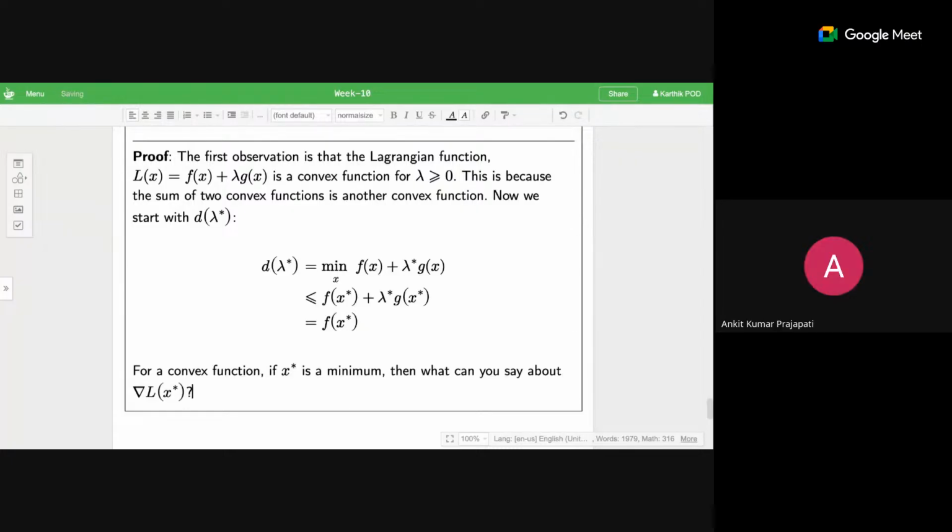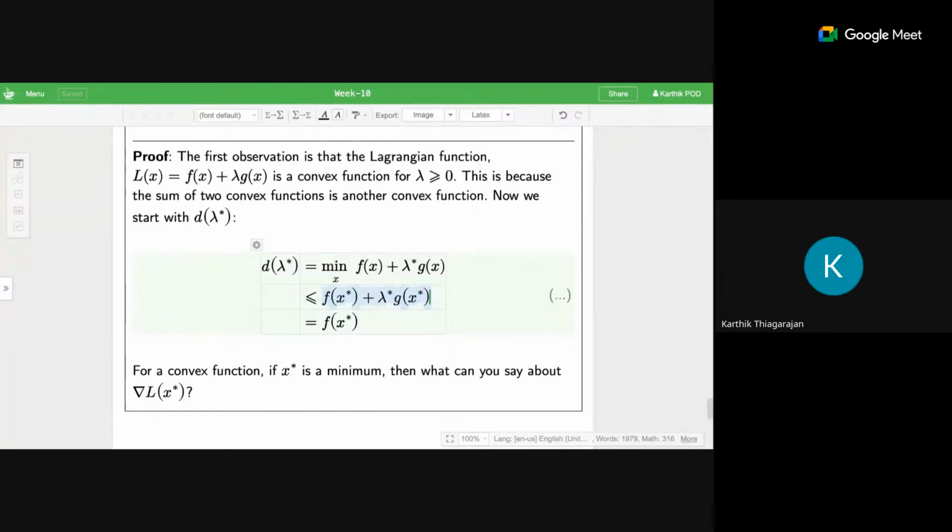0. Sir, how did you write that d of lambda star equals f of x star? Wouldn't it be less than or equal to f of x star? Which step? The third line. No, this is equal. This is because of the complementary slackness condition, right? Lambda star into g of x star is 0. Then this is equal, right? So if this vanishes, this is just f of x star itself. I can replace the whole thing with f of x star.